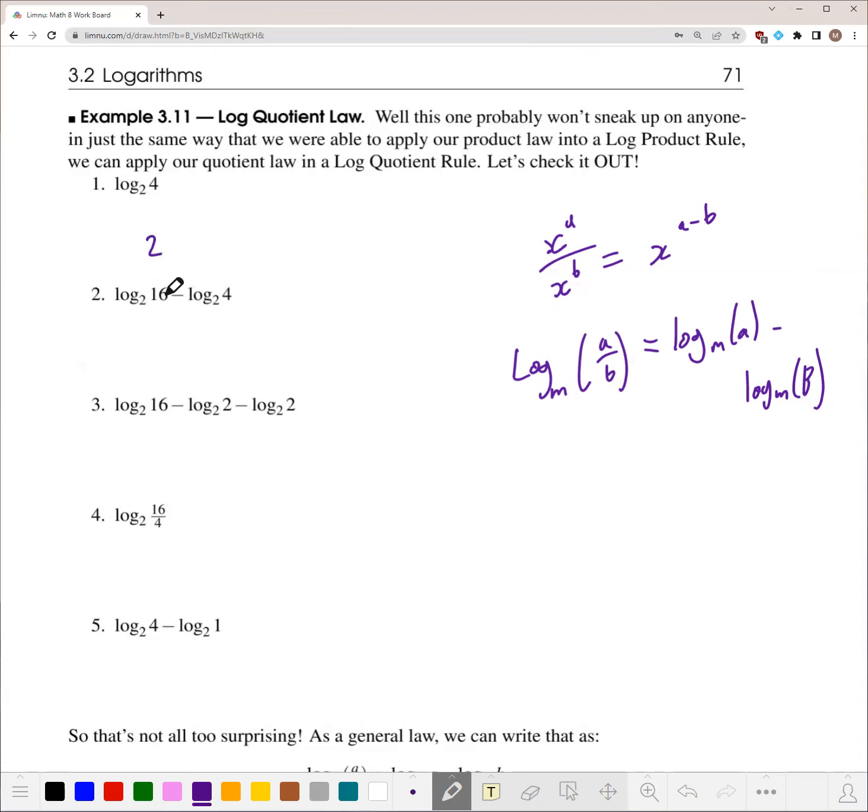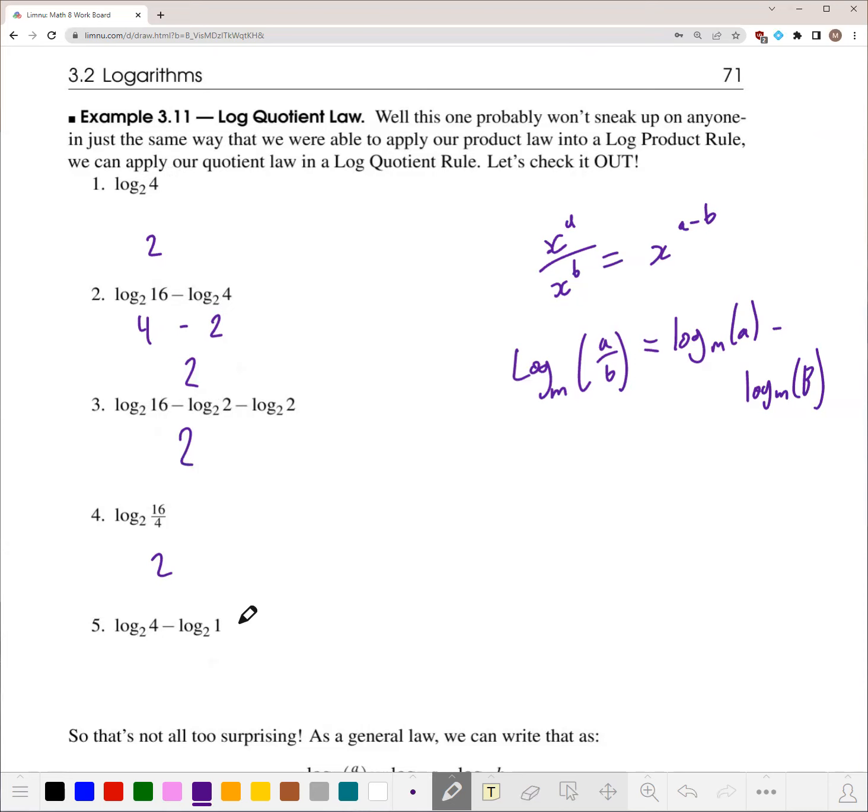What if we have log base 2 of 16? Oh, that's 4. Minus log base 2 of 4, that's 2. And that's 2. Hey, and 16 divided by 4 is 4, right? So if we just did that 16 divided by 4, like we're doing here, we'll end up with that 2 as well. Whoa, dude, right? Interesting. 16 divided by 2 is 8, divided by 2 again is 4.